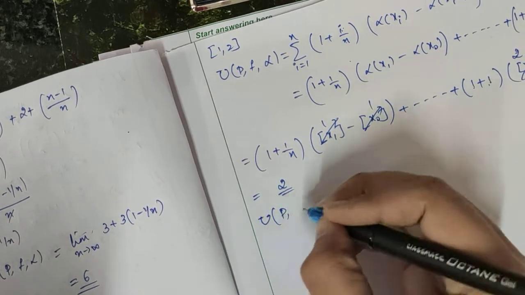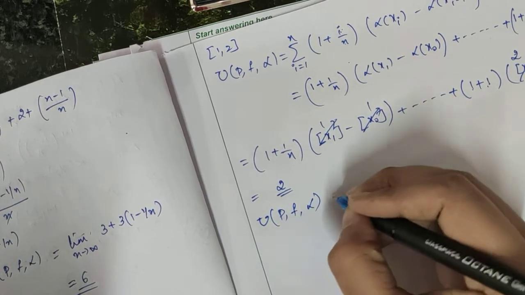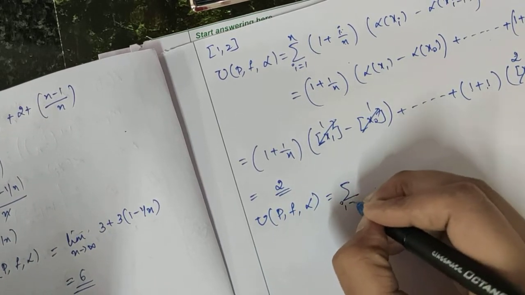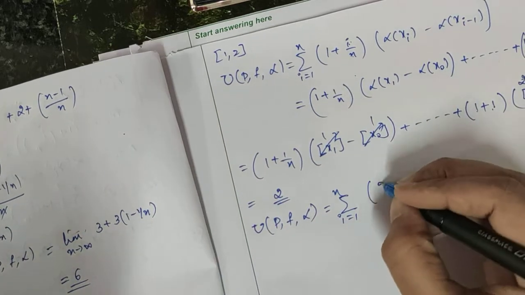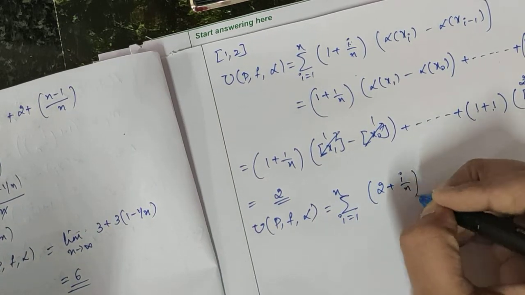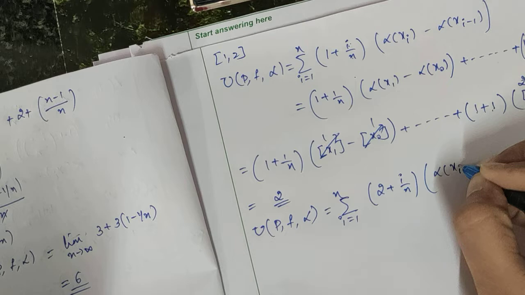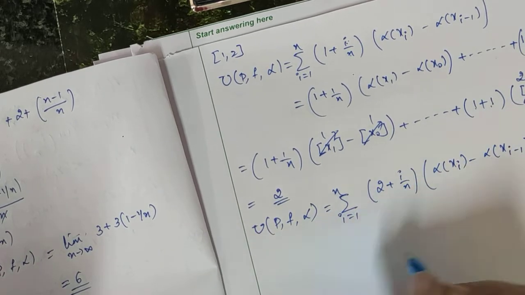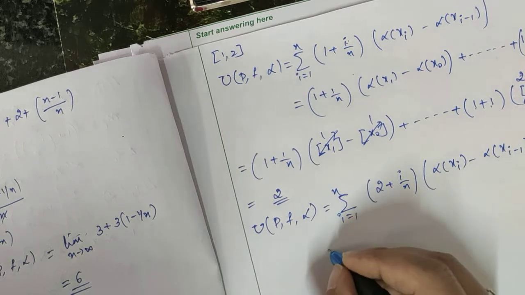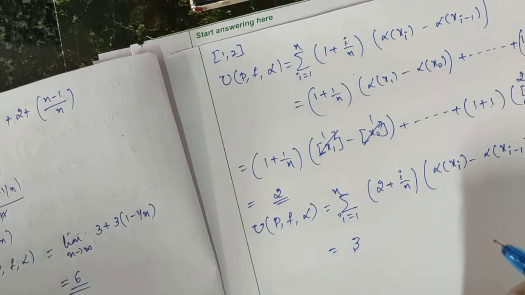Similarly find out the last partition, that is for 2 comma 3. We will take this value now, that is 2 plus i by n. So it is 2 plus i by n into alpha of xi minus alpha of xi minus 1. Expand the summation and you will get the value as 3 here.